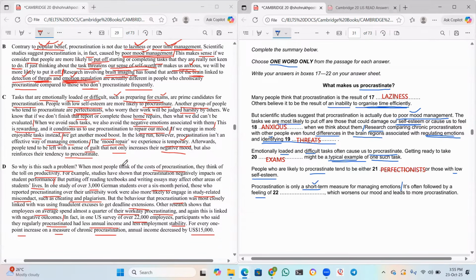Okay. Now, afterwards, people tend to be left with a sense of guilt. Sense means it's a feeling here, right? So, feeling of what? Guilt. That not only increases their negative mood, but also reinforces the tendency to procrastinate. See, which worsens our mood, it means increase the negative mood and leads to more procrastination. Okay. Yes. What is the feeling, sir? Sense of guilt he's talking about. Yes. So guilt is the answer.